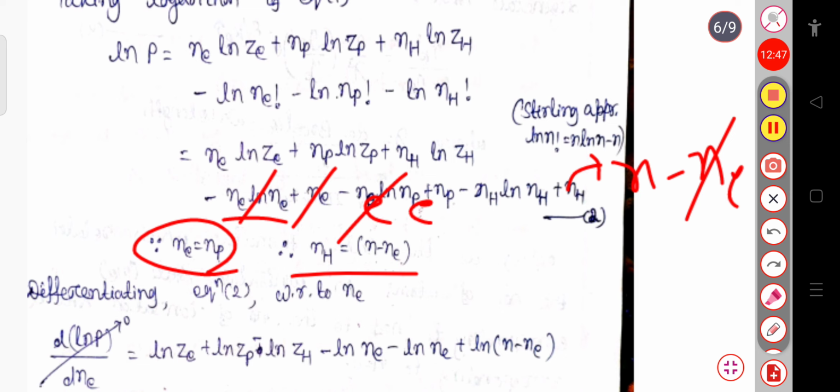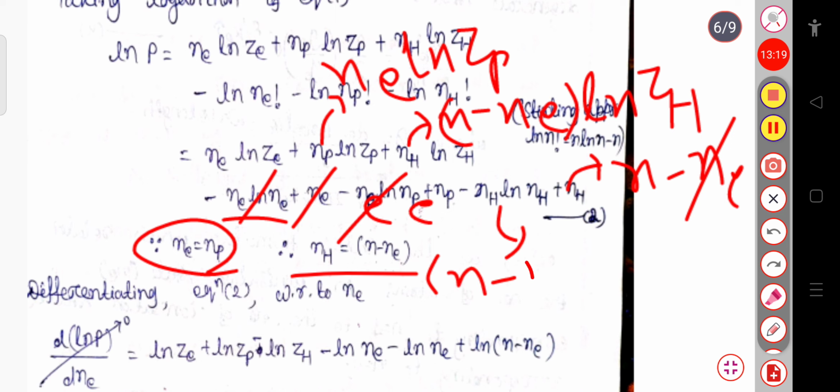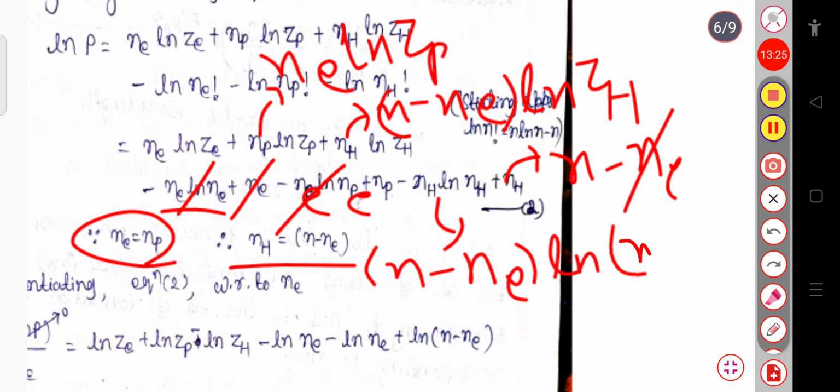Now in place of this Np we have to write Ne, so this term is Ne ln Zp, and in place of this Nh we have to write N minus Ne, so this is N minus Ne ln Zh. The second and third terms go, and in place of this minus Nh ln Nh we have to write minus N minus Ne ln N minus Ne.